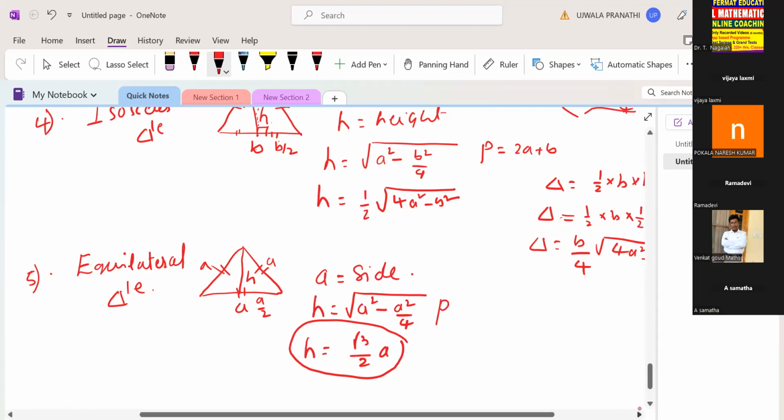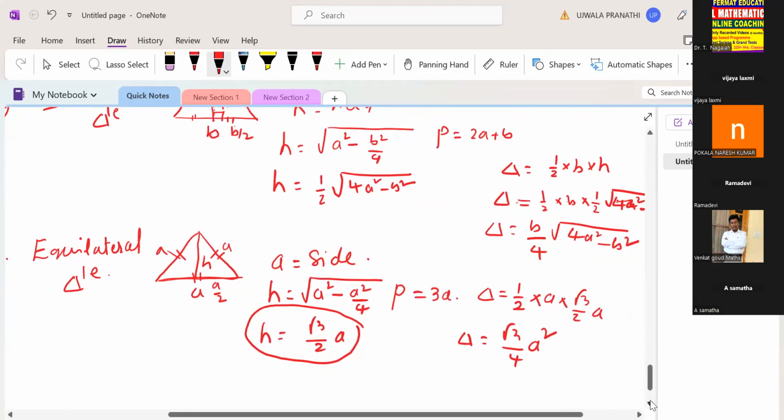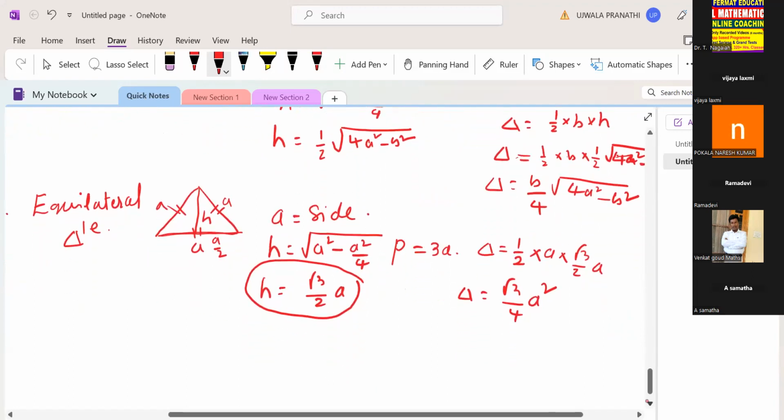Now, perimeter is also very important. Perimeter of the equilateral triangle is 3A. And area of the triangle, delta is equal to half into base. So base is here totally A. This is the totally base A. A into what is the height? Root 3 by 2 into A. So then we get delta is equal to root 3 by 4 A square. So this is the area of the equilateral triangle. Root 3 by 4 A square.